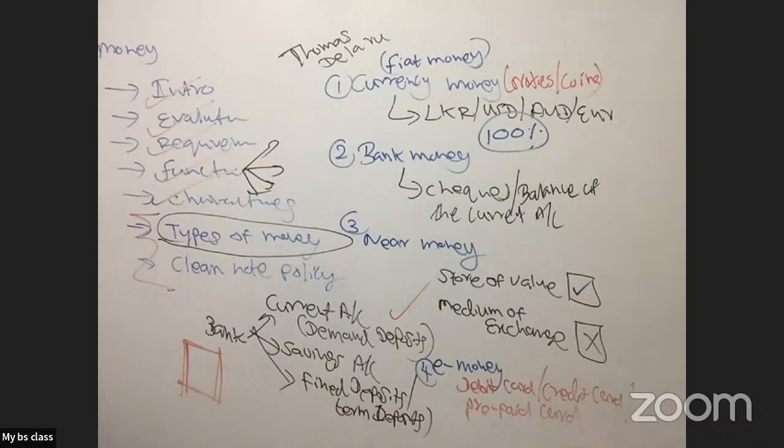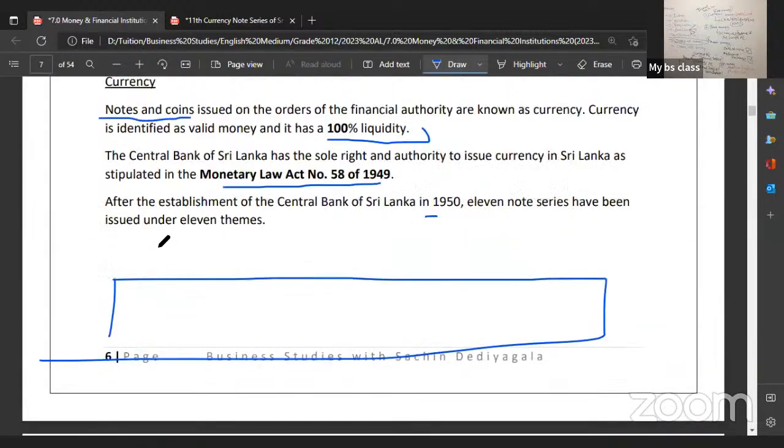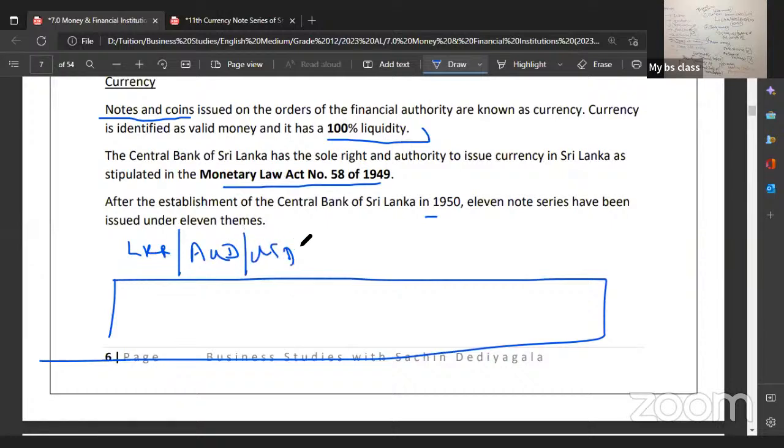So I think we talked a lot about currency. Shall we write a couple of examples, please? Examples for currencies: LKR, different countries have different currencies, AUD, Australian dollars, USD, Indian rupees, euros, sterling pound. GBP means Great Britain pound.